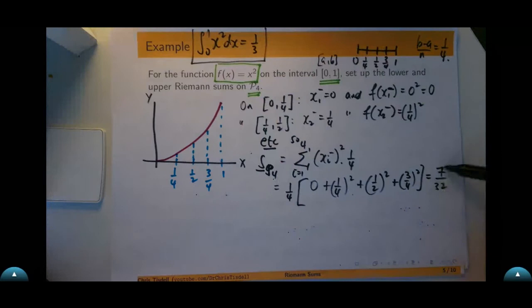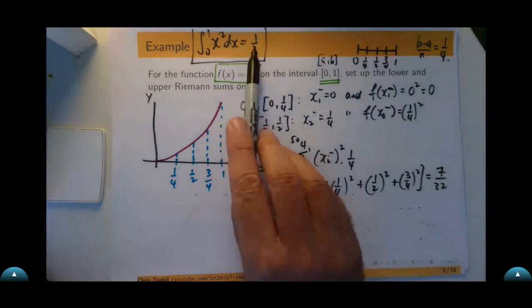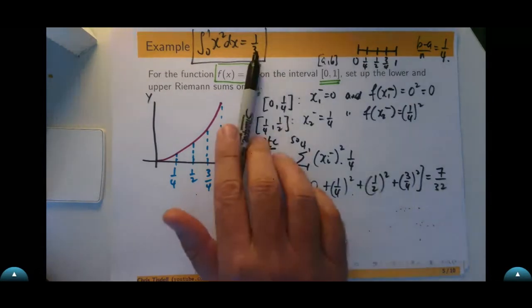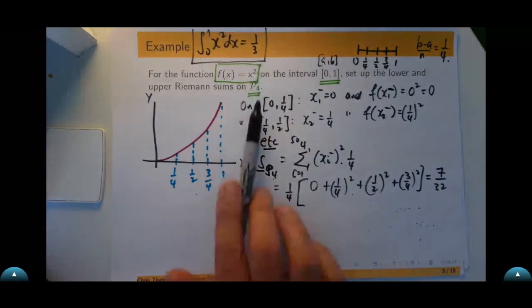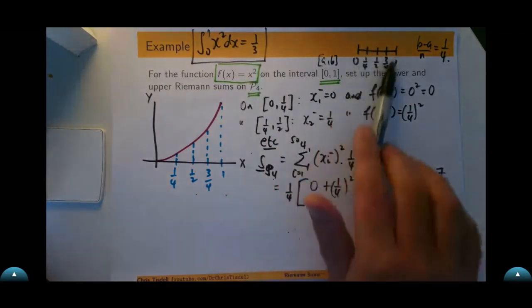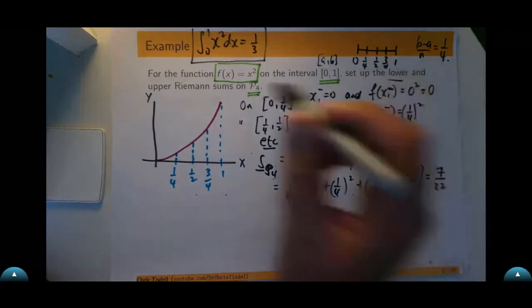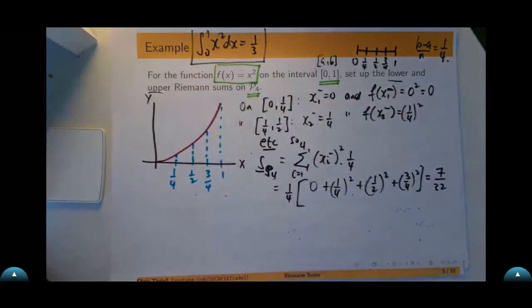Okay. Now, this is much less than this. Okay. 7 on 32 is not a very good approximation. But if we took more little sub-intervals and sub-rectangles, we'd get a much more precise answer. So that's the lower Riemann sum. Let's set up the upper Riemann sum.